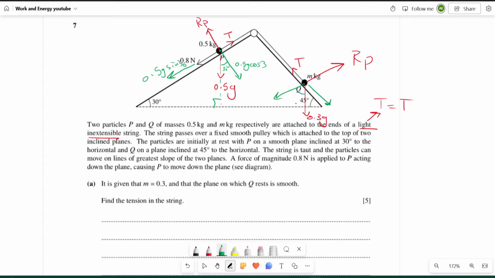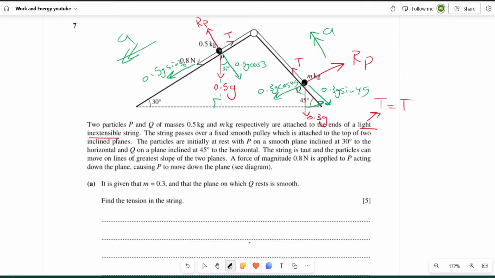This is going to be 45, so this is going to be 0.3 G cosine 45 because I'm closing on this angle. And this, since I'm moving away from this angle, is going to be 0.3 G sine 45. Now, P moves down the plane, so the acceleration here is like this. The acceleration there is going to be of the same value and it's going to be upwards.